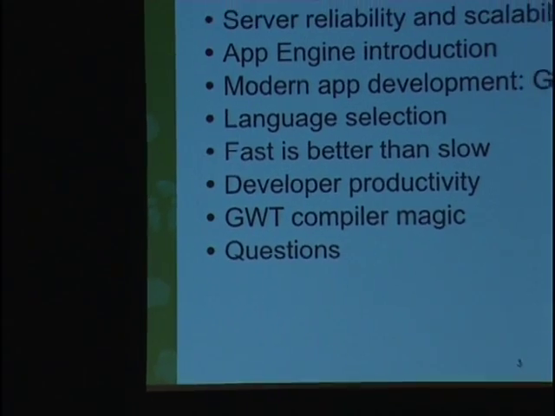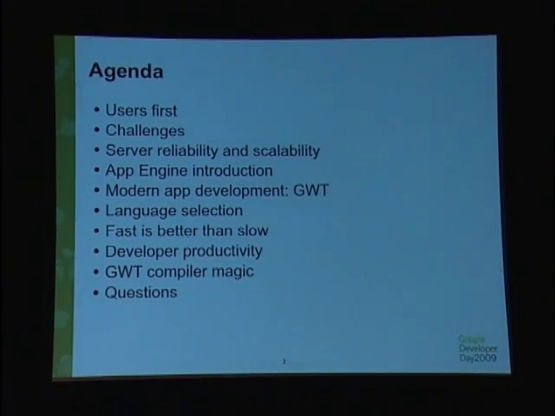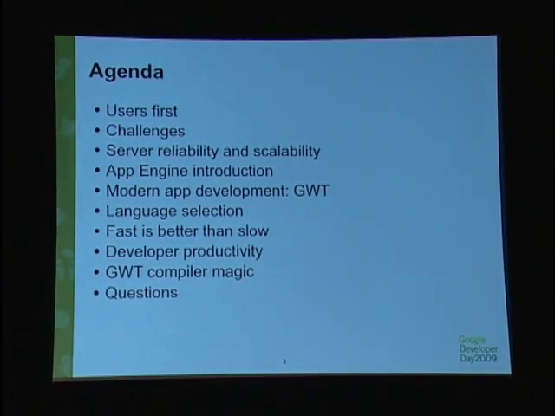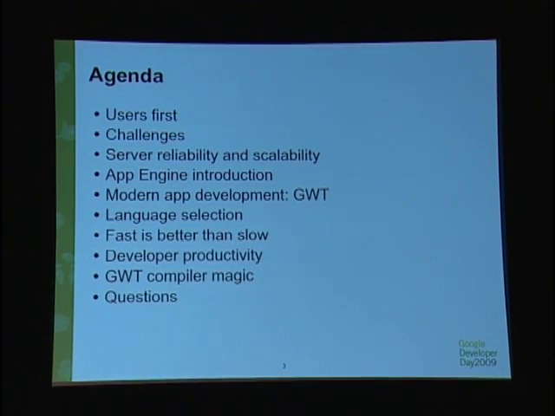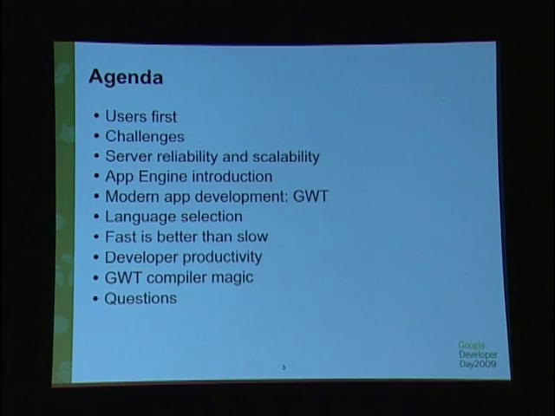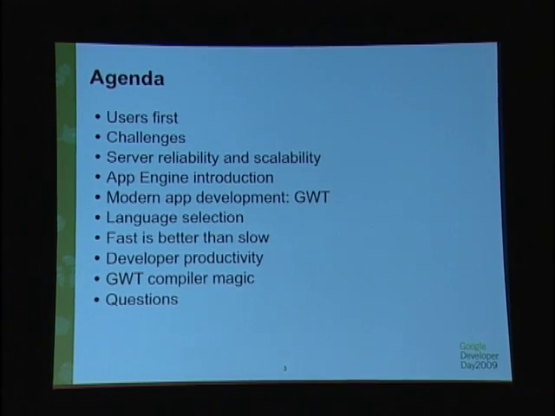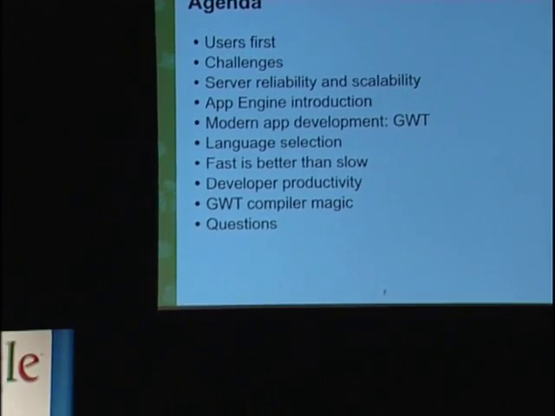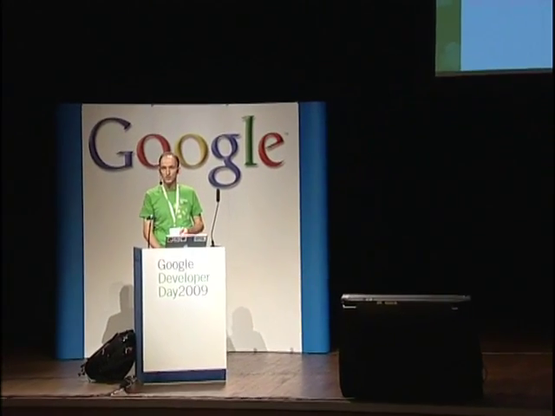This is our agenda for today. We're going to talk about focusing on users first, talk about some of the challenges, reliability and scalability. We'll do a little introduction of Google App Engine. Then we'll talk about Google Web Toolkit, modern web application development. We'll talk about why we select Java as a development language. Of course, we want to make the point that faster is better than slow. We talk about developer productivity. And then a little bit about compiler magic that GWT does for you. And we should have some time for questions.